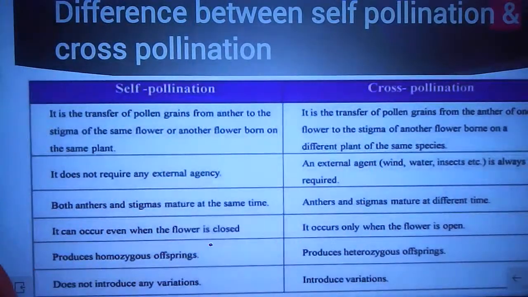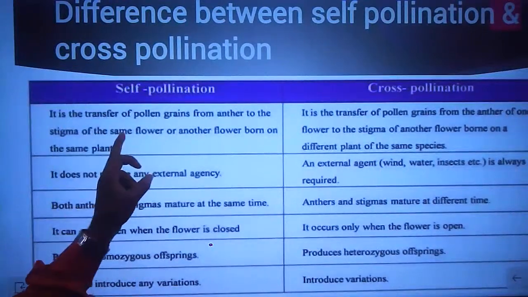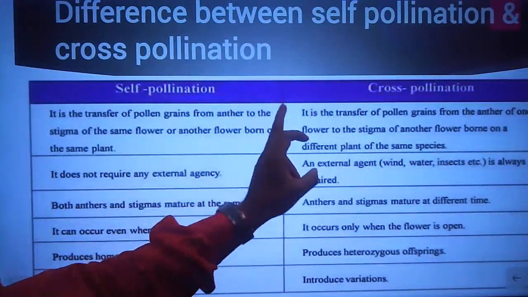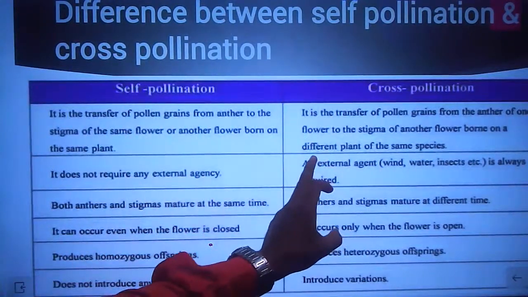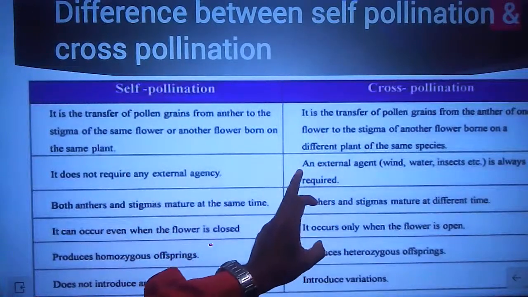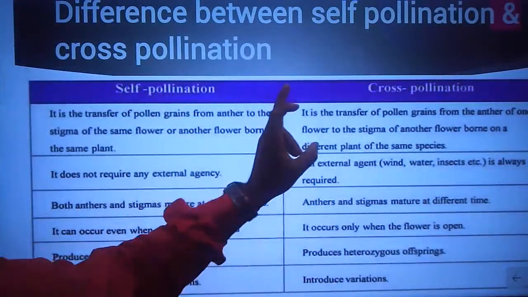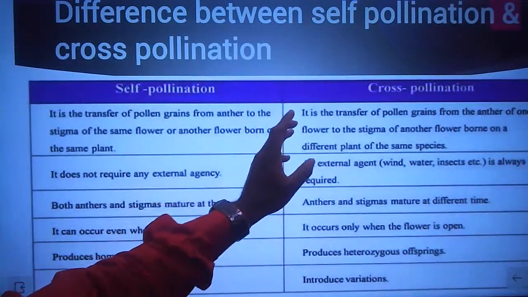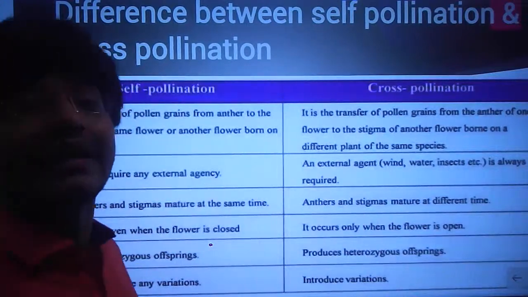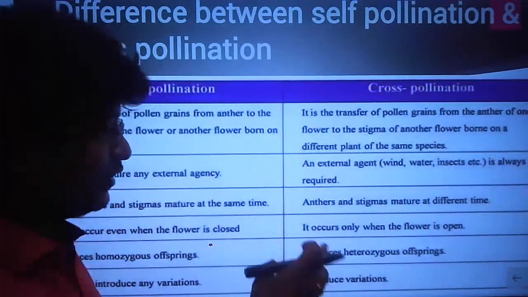So this tabular column represents the difference between self pollination and cross pollination. And seed viability: the seed viability is more in cross pollination. That is also an important factor.